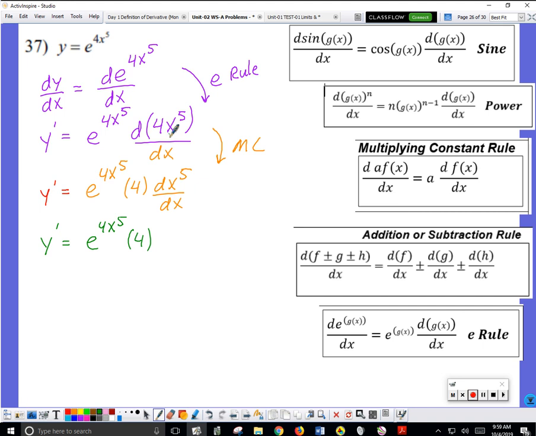Now I'm going to use the power rule. So the 5 comes down. Power rule says I take the 5. In this case, the g of x would just be x. The new exponent will be 4. Last thing I have to do is take d of g of x. So I have a dx over dx. So if you would like to skip the orange, that's fine. You can do multiplying constant and power in one step. Question?